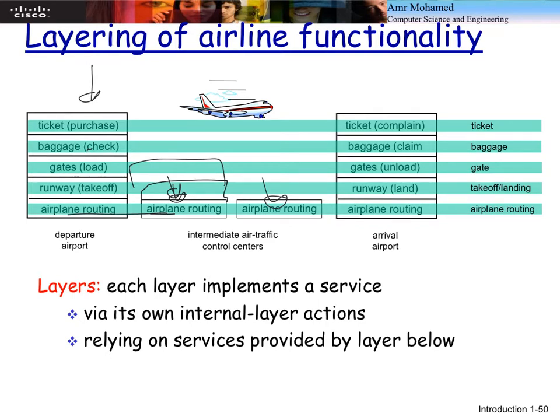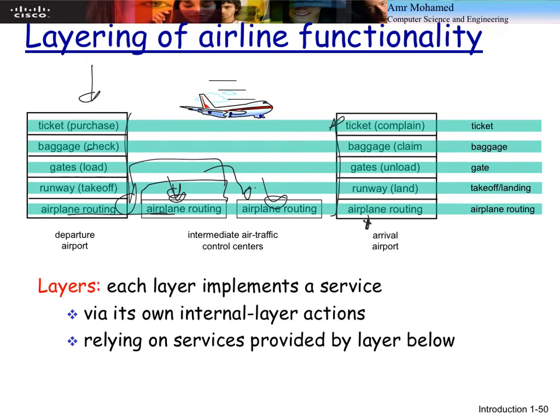Then you have to go to the airplane again and fly and go to the runway and repeat the same process until you reach the arriving airport, which means that you have to do the reverse operation of what you did here all together until you arrive at your final destination. So this is in fact very much similar to the network function. We also need to divide the network functionality into layers, and this will have enormous benefit on multiple things, which we will talk about.